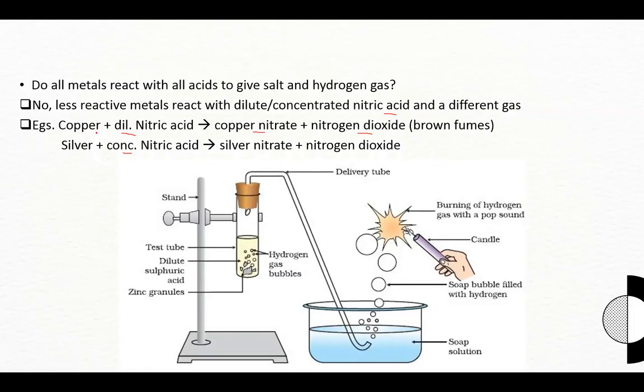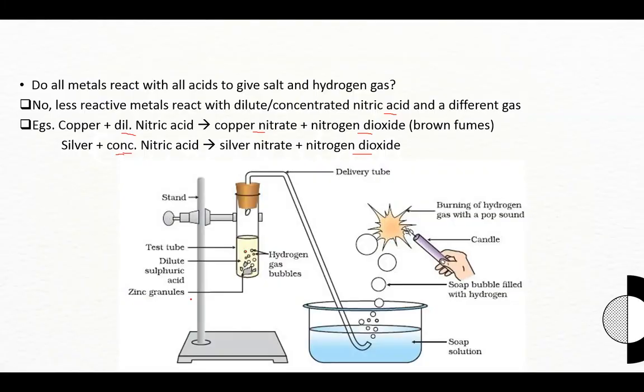But copper, being higher in the reactivity series than silver, will work with the dilute nitric acid. The silver will not react with the dilute acid. It needs something a bit stronger, so therefore you need to use the concentrated nitric acid. And what you'll get is silver nitrate and the same brown fumes, which is the nitrogen dioxide.